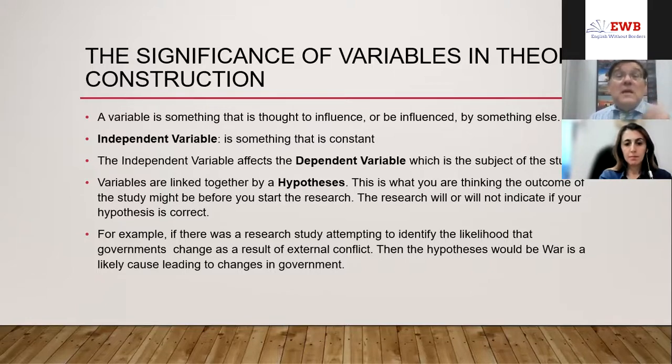Variables are linked together by hypothesis. This is what you are thinking the outcome of the study might be before you start the research. This is what you think is going to happen. It may happen, it may not happen. And again, scientists do this all the time. They think, okay, if we do this and do this, we're going to get this other thing. And they run through all kinds of experiments, and sometimes they get it, and sometimes they don't.